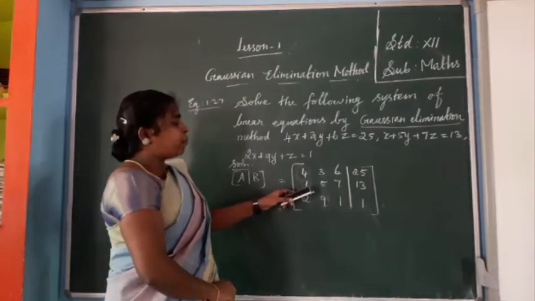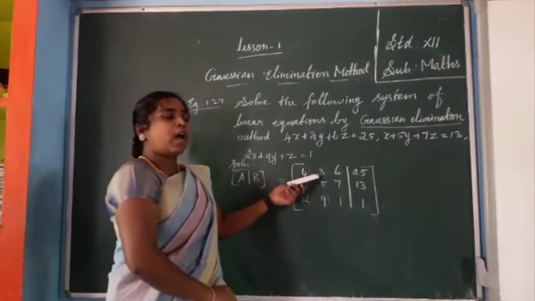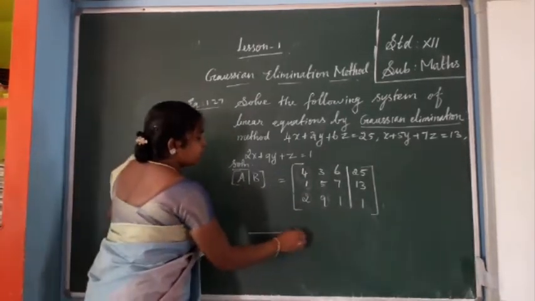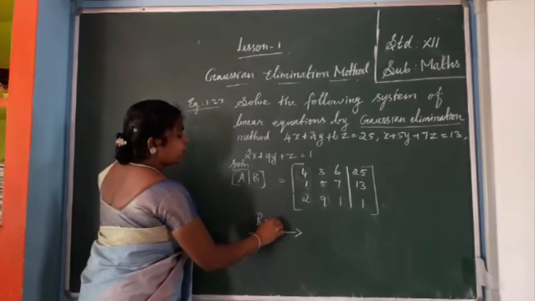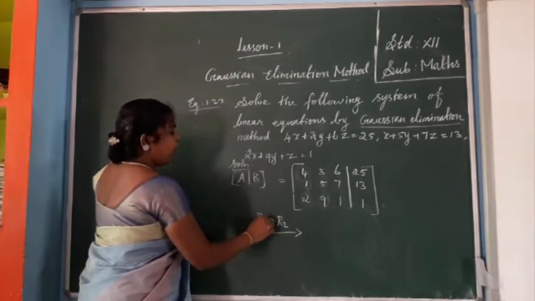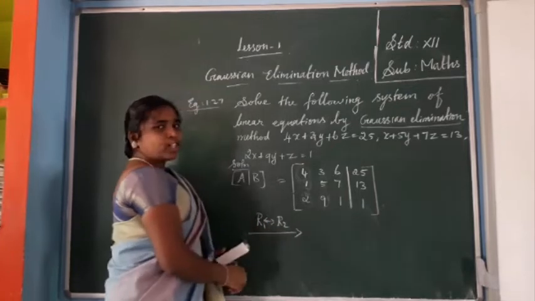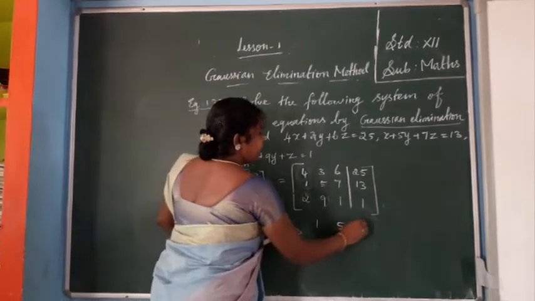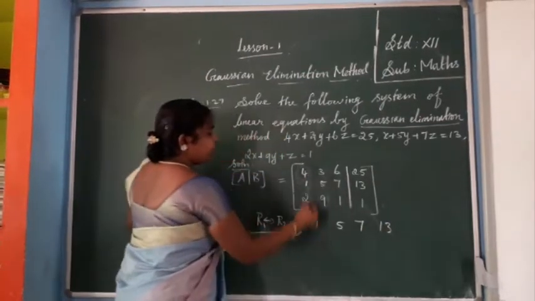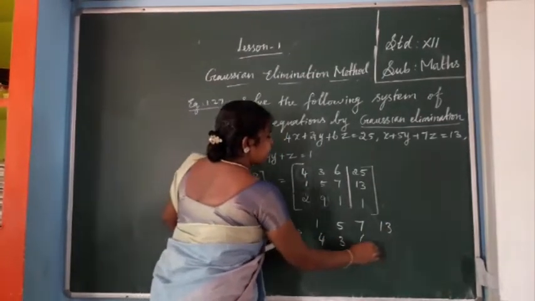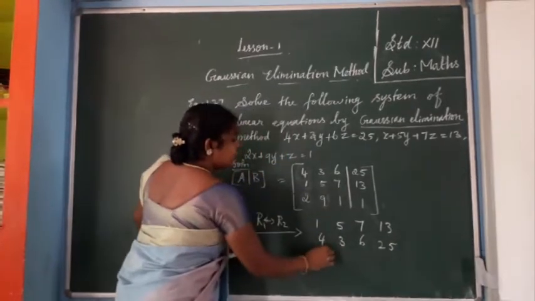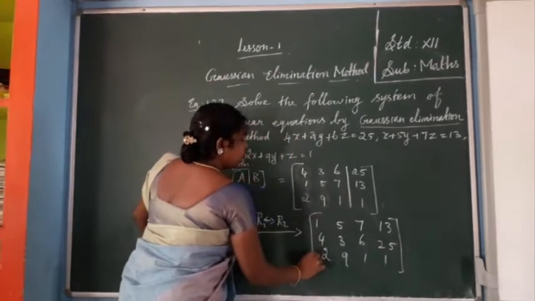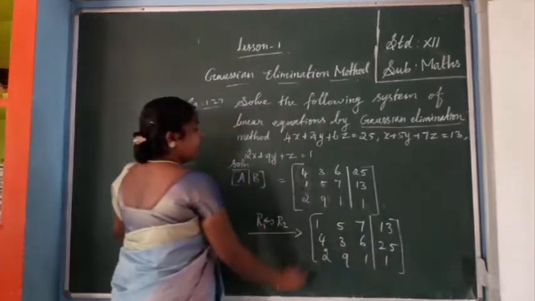So that's why I am going to convert R1 into R2, R2 into R1. For easy calculation I am changing. Okay. So for my convenience. Okay. 1, 5, 7, 13. Next 4, 3, 6, 25. Next the third row is 2, 9, 1, 1. Okay. So first one non-zero element.